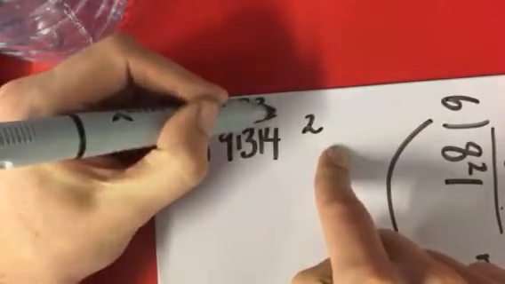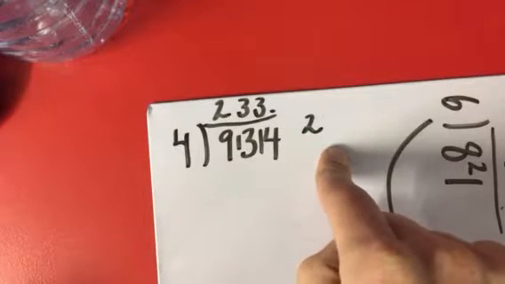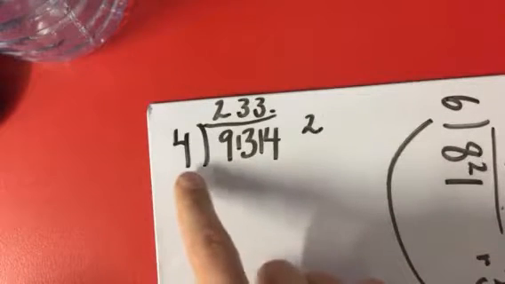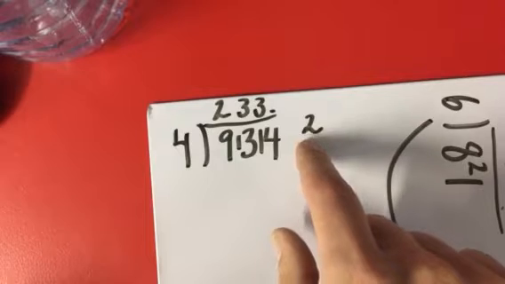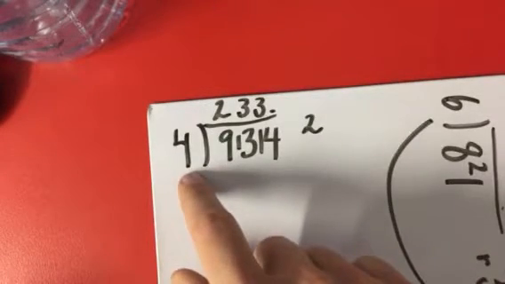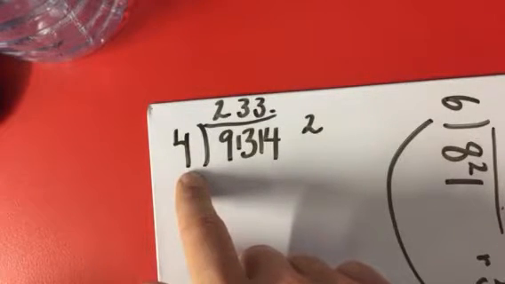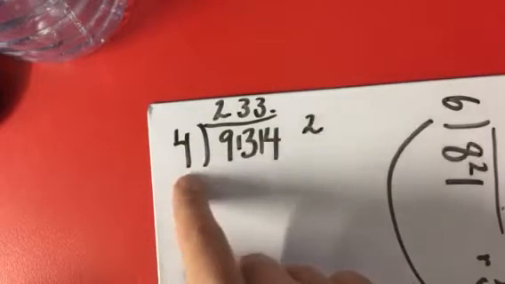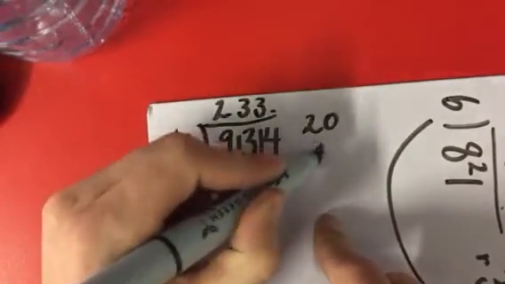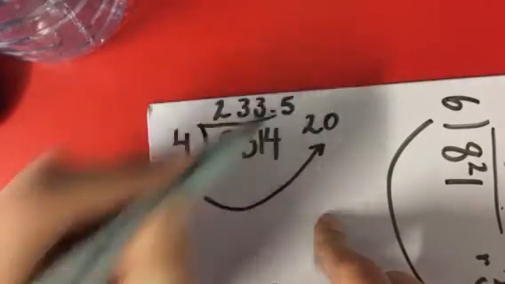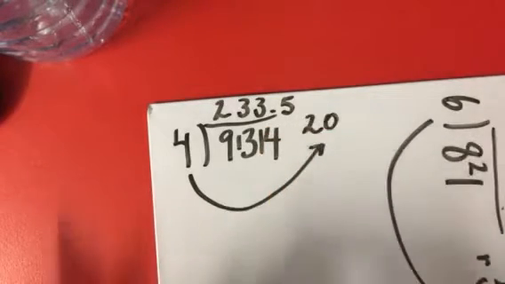We need to add a decimal point. We're talking about a number that's less than 1 now. Now we want to divide 2 by 4. So take 2 apples and divide them into 4 bits. How many times does 4 fit into 20? 5 times.